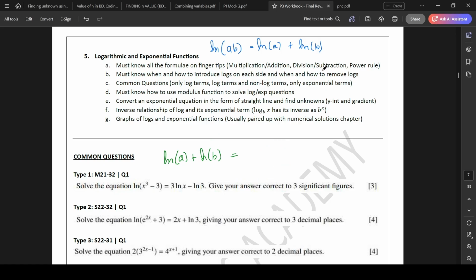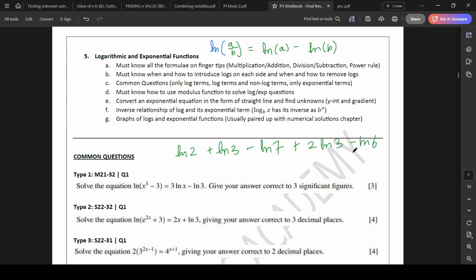And similarly for the division and the subtraction rule, if you have ln of a divided by b, this is the same as writing ln of a minus ln of b. Now let's say you are given ln of 2 plus ln of 3 minus ln of 7 plus 2 ln 3 minus ln 6. If I want to convert this into one single ln term, how can I do it?